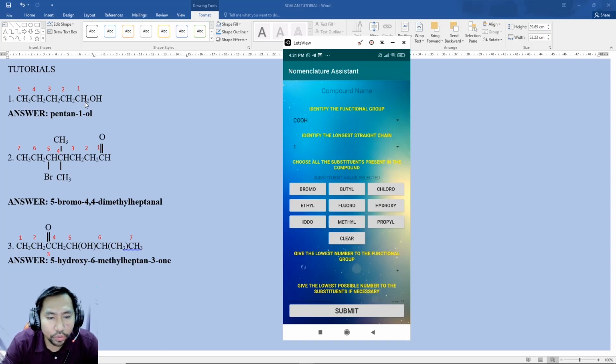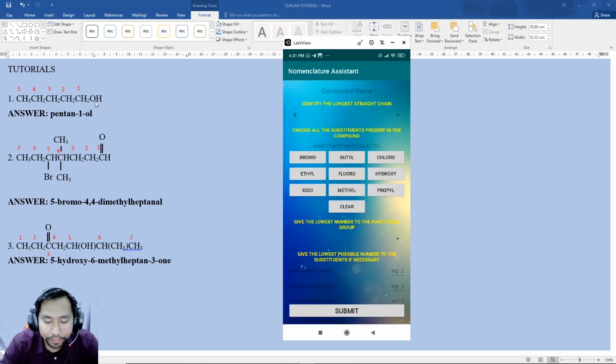The functional group is OH here. We just pick OH. Then identify the longest straight chain. The longest straight chain is 5 carbon, so we pick 5 carbon. Next, choose all substituents. We don't need to choose a substituent because there is no substituent in molecule number 1.